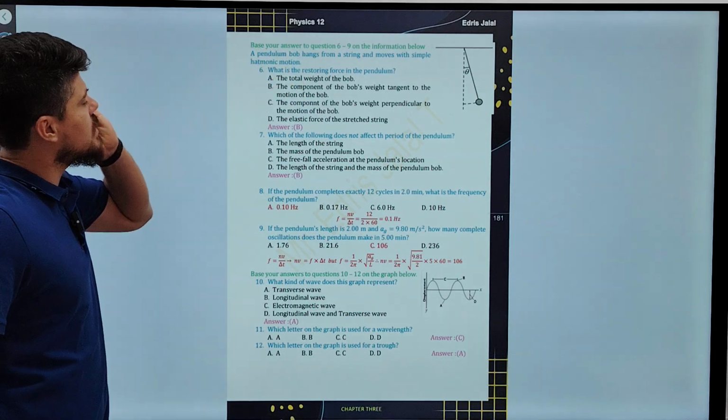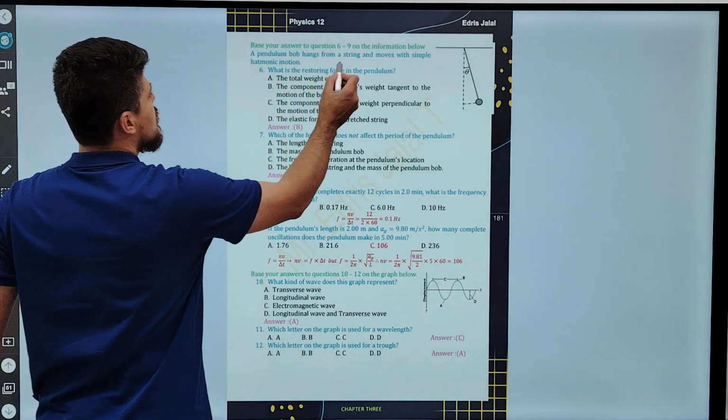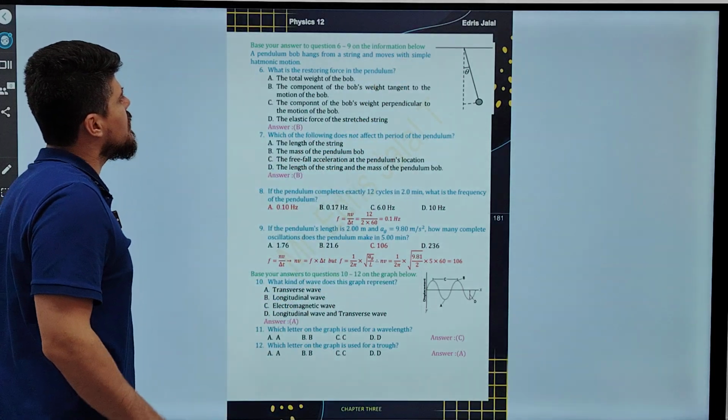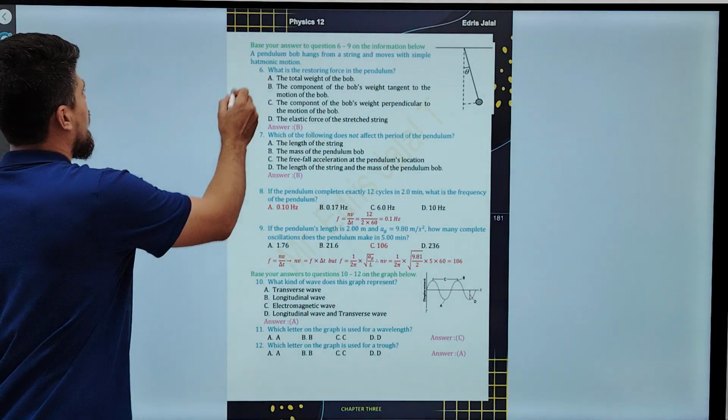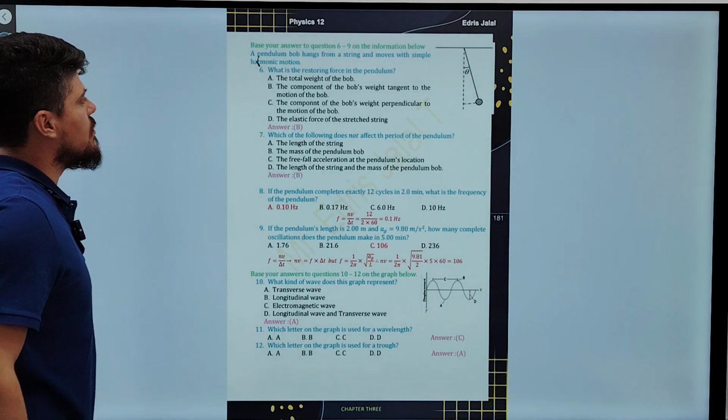Base your answer to question 6 till question 9 on the information below. A pendulum bob hangs from a string and moves with simple harmonic motion. Okay, this is harmonic. What is the restoring force in the pendulum?